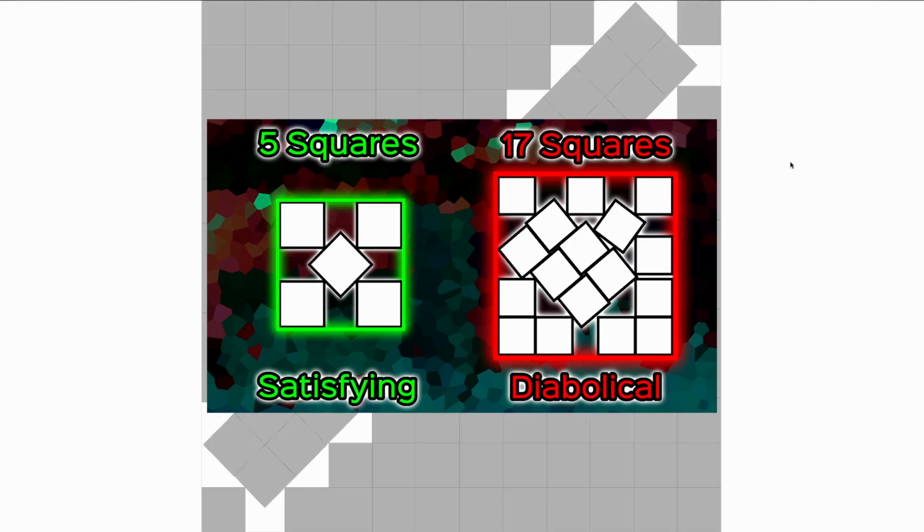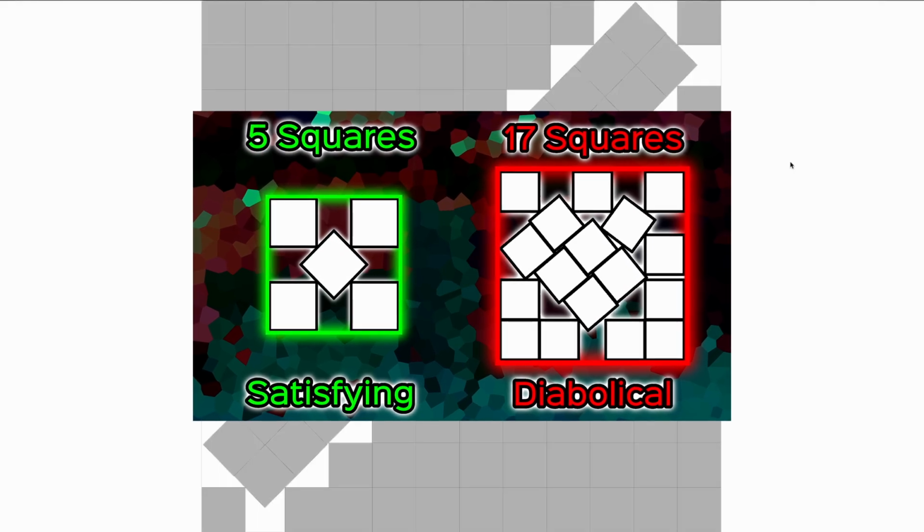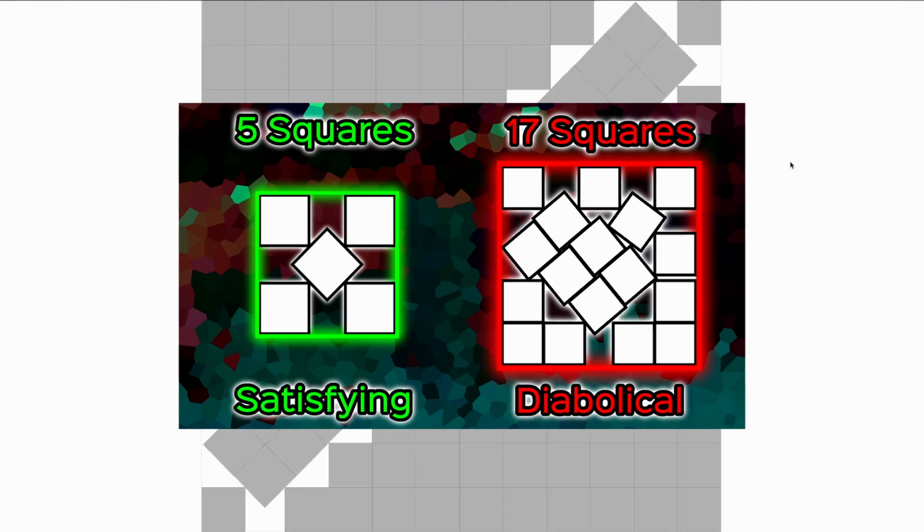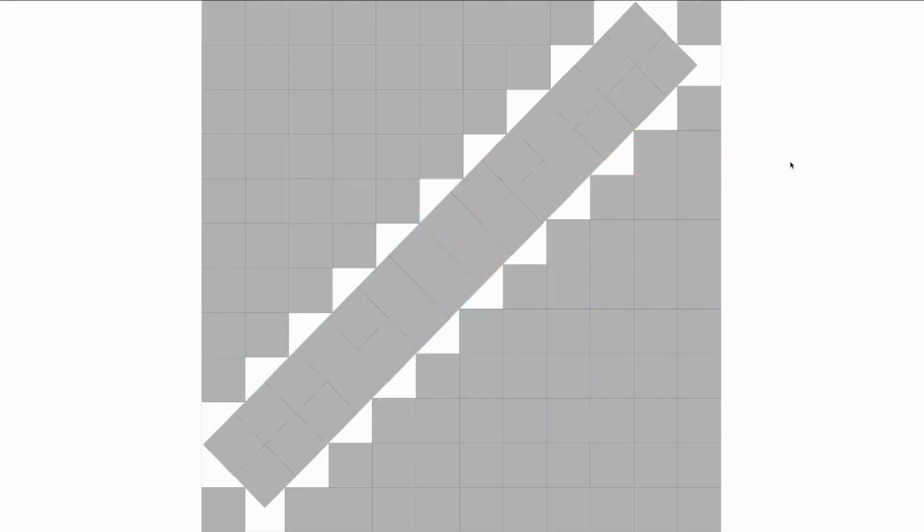So in my last video, which you should totally check out by the way if you haven't, I talked about optimal square packings from 1 to 100, but one of the solutions that really fascinated me that I didn't really get a chance to talk about was the solution with 130 squares.